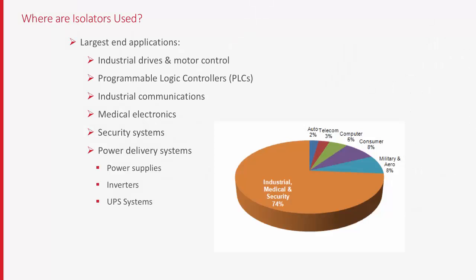The end applications for isolation devices such as a CMOS digital isolator, optocouplers, and gate drive transformers total approximately 3 billion units annually. While isolators are used in literally hundreds of end applications, nearly 75% of these applications are in the industrial, medical, and security markets.